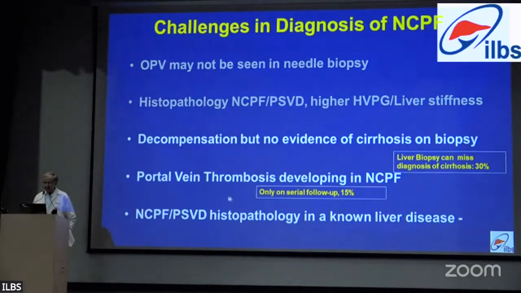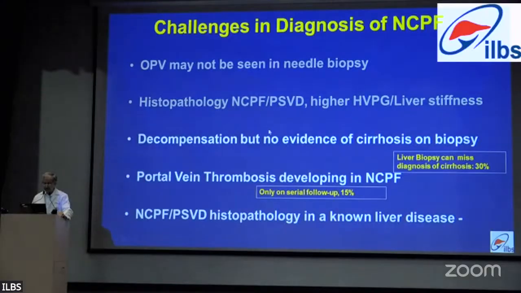The second is that portal vein thrombosis can develop in non-cirrhotic portal fibrosis. There is always a resistance, portal pressure is high, and over a period of time, they can develop it. This occurs in about 15% of the patients over time. Say you see a patient who has portal vein thrombosis, and you say, oh, he has portal vein thrombosis. But if you go back in time, for 10 years he was non-cirrhotic and now he has developed PVT. Compared to cirrhosis, non-cirrhotics have 3 times higher portal vein thrombosis.